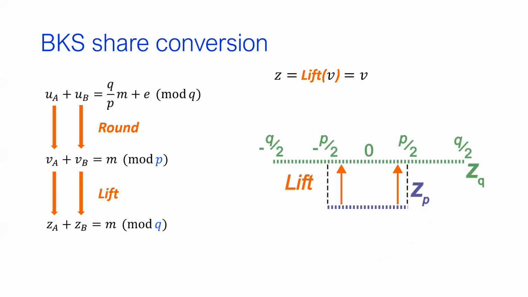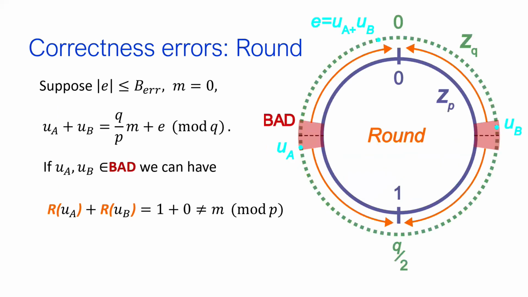And then the lifting operation is even simpler. It basically does nothing. So if you have some value in ZP represented by an integer, you simply get the same integer as a value in ZQ. This sounds good, but do these operations actually work? Do they get the result we want? And the answer is yes, most of the time. So let's see what can go wrong.